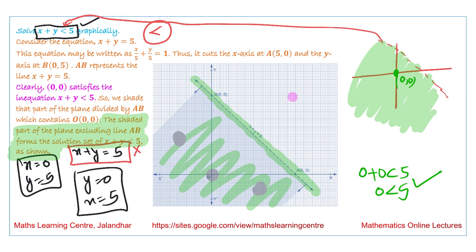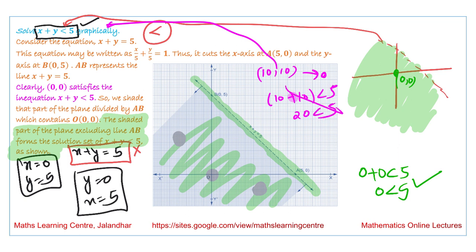Suppose you substitute some point over here, say 10 comma 10, in this equation. Then 10 plus 10 is less than 5, so 20 is less than 5, which is not true. It means the portion of the line that includes this point is not part of the solution, so the lower portion is the solution. You can substitute any point to test whether that point lies in the region of solution or not.